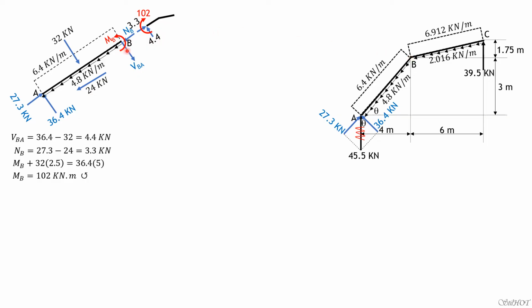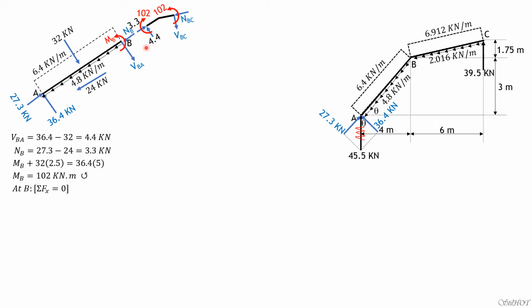So we have MB, this is counterclockwise, so it's clockwise on the next free body diagram. VBA is 4.4 downward, so it is upward here, and leftward NB, so it's rightward there. So that's shear in BC, which is perpendicular to BC, then normal at BC, and moment at BC, which is equal to 102 counterclockwise this time, because that's a very small segment at B. So at B, summation forces X equals 0 to solve for NBC.